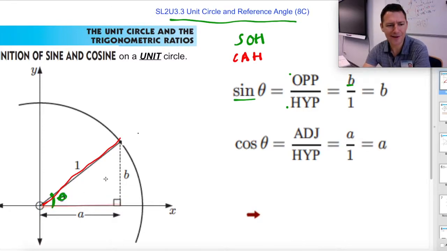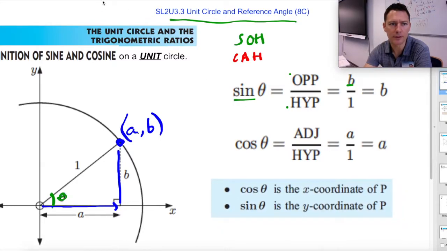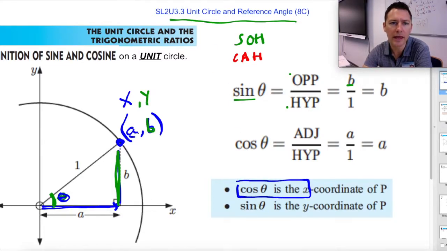Now, what's neat about that is that this point that we've hit out here, its coordinates are its distance out, a, and its distance up, b. Its coordinates are (a, b). So if you take the cosine of this angle theta, that gives you its distance out, its a value or x value. And the sine, the opposite, is up, so it gives you this b, or we call it the y value. So the cosine gives you the x coordinate, and the sine gives you the y coordinate.